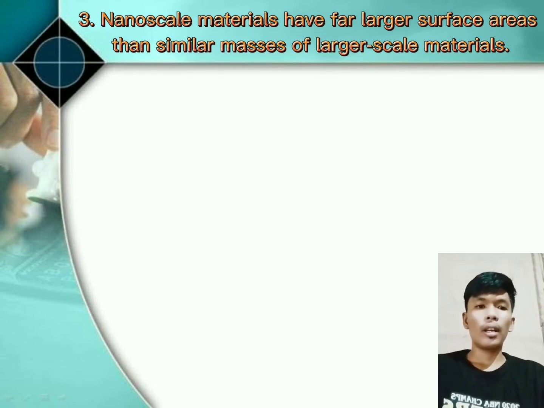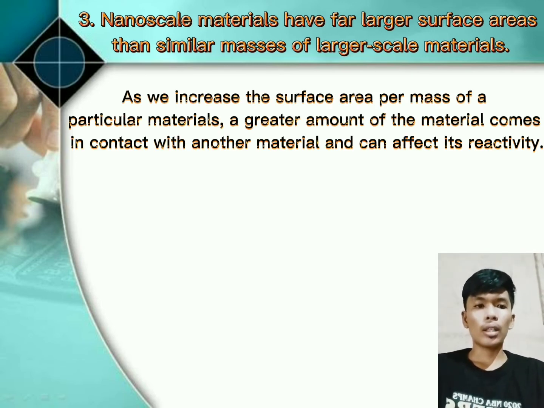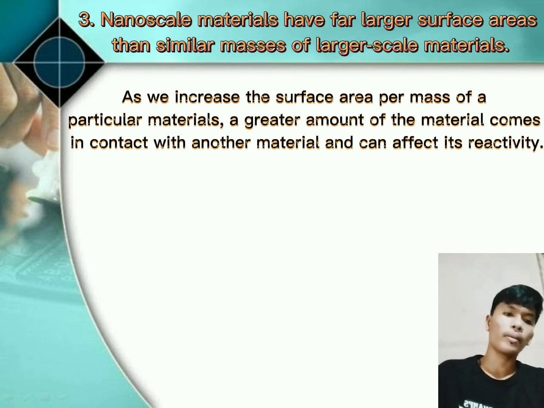3. Nanoscale materials have far larger surface areas than similar masses of larger scale materials. As we increase the surface area per mass of a particular material, the greater amount of the material comes in contact with another material and can affect its reactivity.